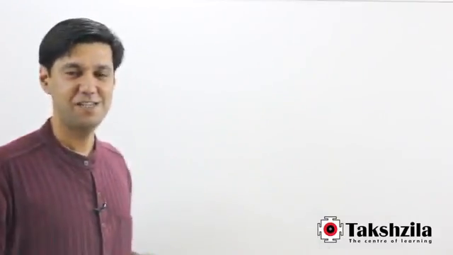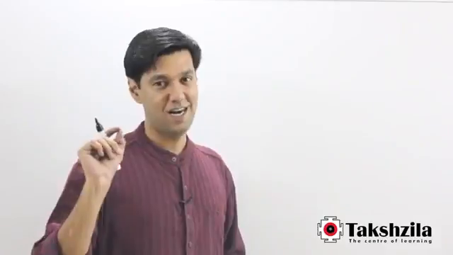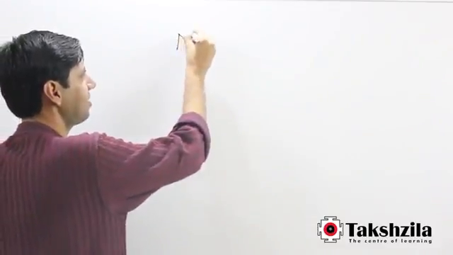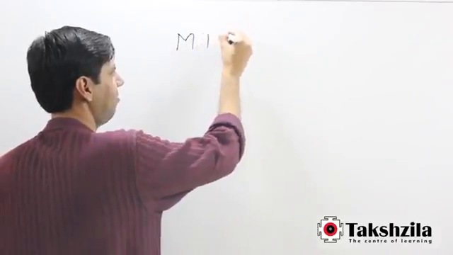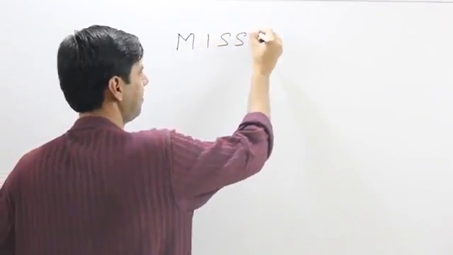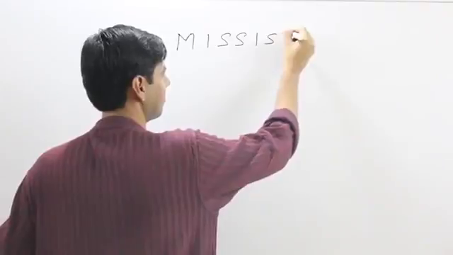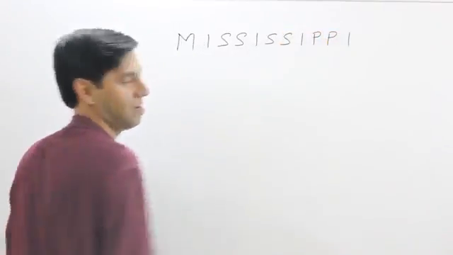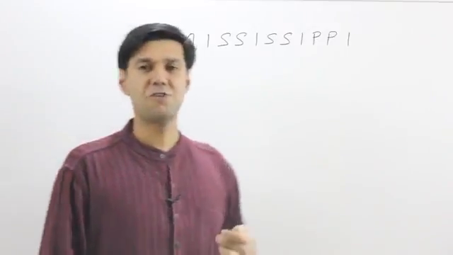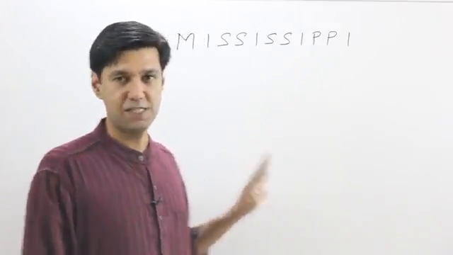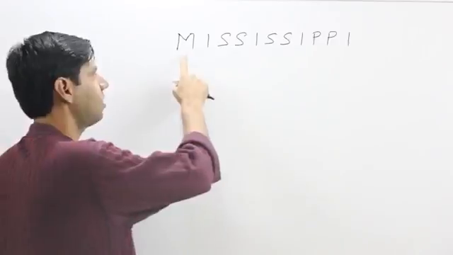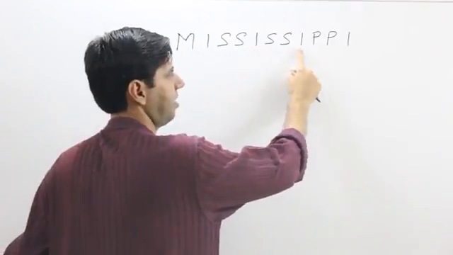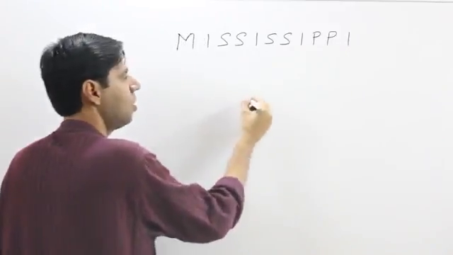A standard question in arranging alphabets of a word is, in how many ways can the alphabets of Mississippi be arranged? Most of us are aware of the answer, so I'll just tell you the method first. Count the total number of objects: 1, 2, 3, 4, 5, 6, 7, 8, 9, 10, 11.